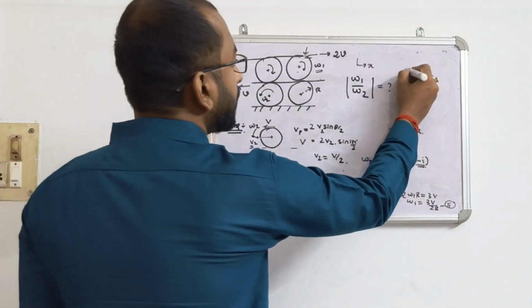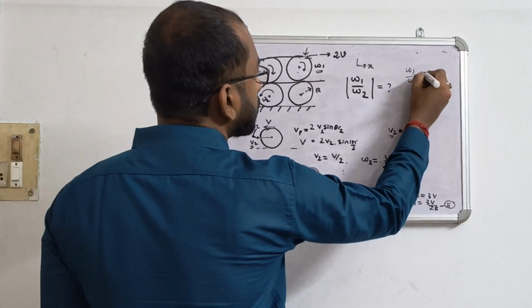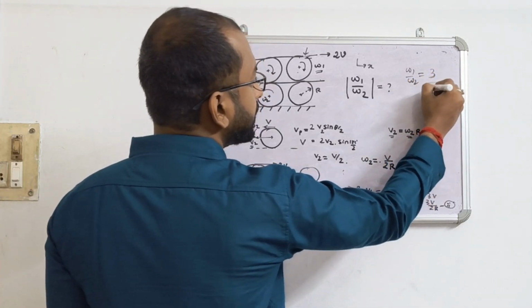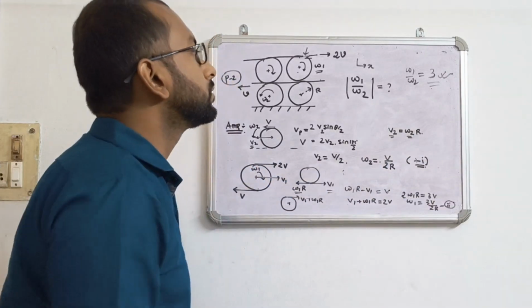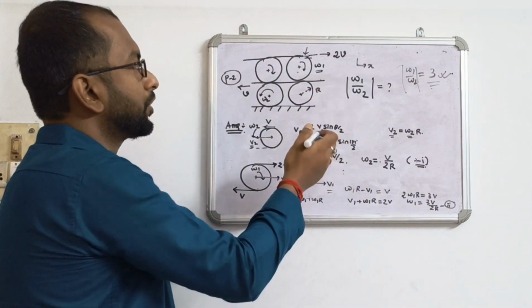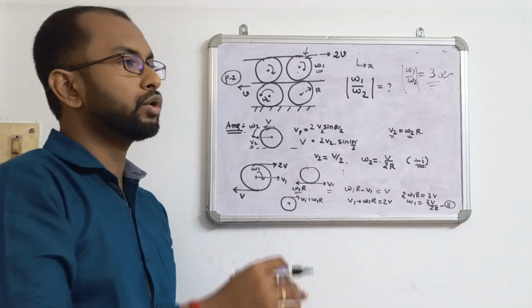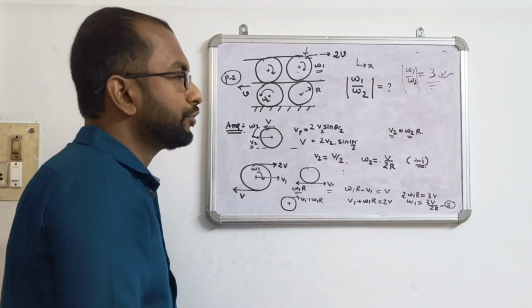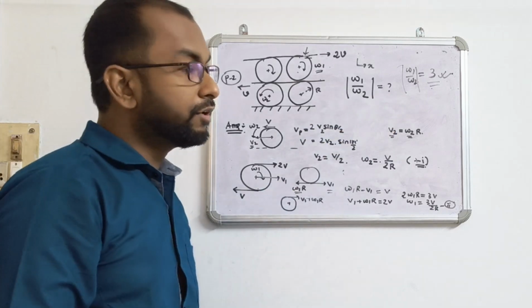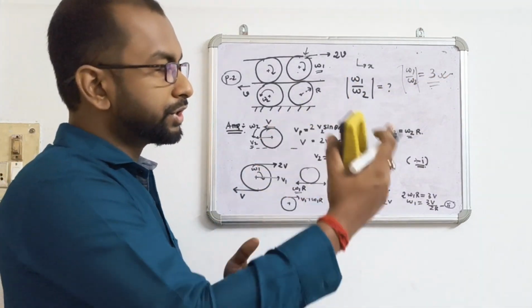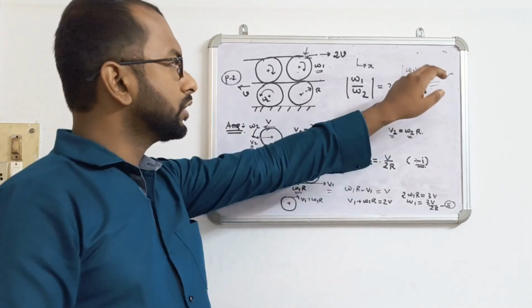So what is the ratio? We can easily find omega 1 by omega 2, that is 3V by 2R divided by V by 2R, so it becomes 3. So 3 is our answer. This is the mod value, of course, because those are rotating in opposite directions. The top two discs are rotating clockwise, and the bottom two discs are rotating anticlockwise. So if the mod is not given, omega 1 by omega 2 will be minus 3 because those are in opposite sense. But we have the mod, so the answer is 3 only.